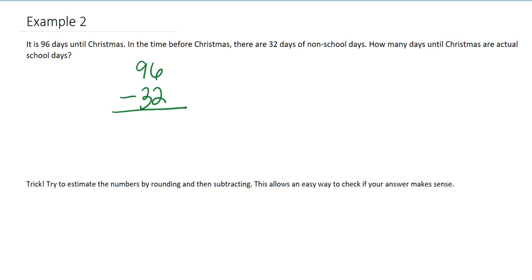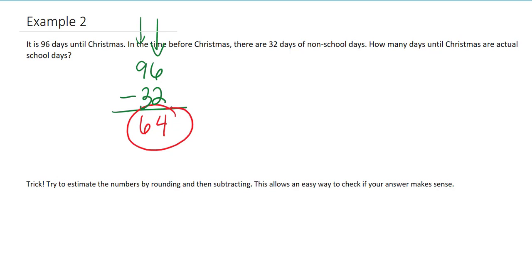Notice we lined up the place values. We put the 1s and then the 10s. Now let's go ahead and subtract. We start on the far right. So 6 minus 2 is 4. We took away 2 from the 6. Then we go to the 10 spot. We have 9 minus 3 is 6. So we have 64 days.